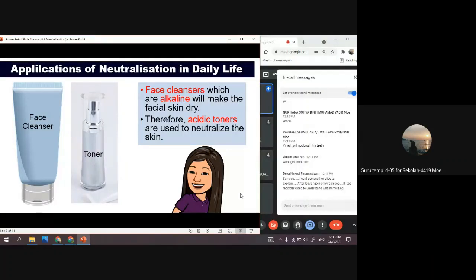So this toner will neutralize our dry facial skin that is caused by the face cleanser.